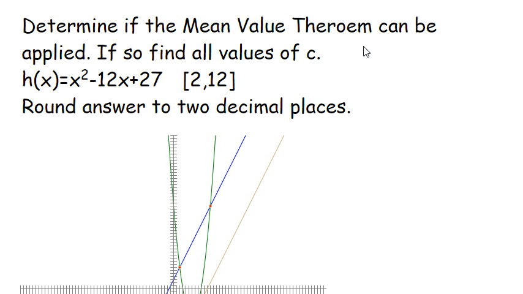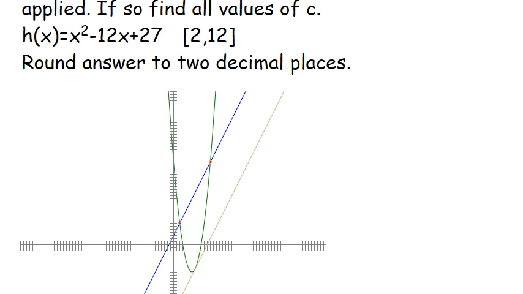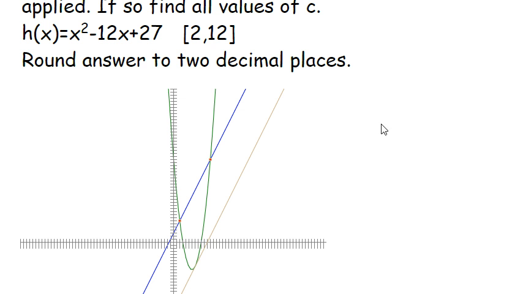Let's read this. Determine if the mean value theorem can be applied. First off, h of x must be continuous on this interval here, and it must be differentiable on the open interval. That means that we wouldn't include 2 and 12. So that's also true because it is a polynomial, for one thing, and they're continuous and differentiable everywhere.